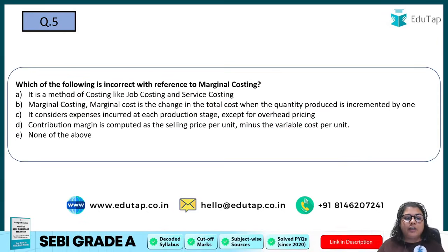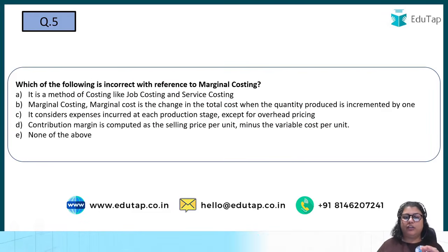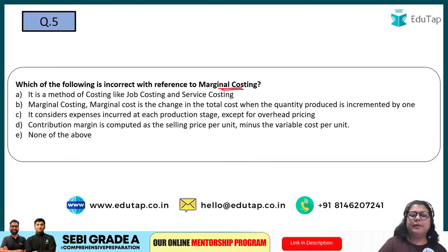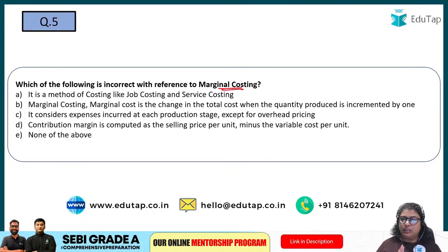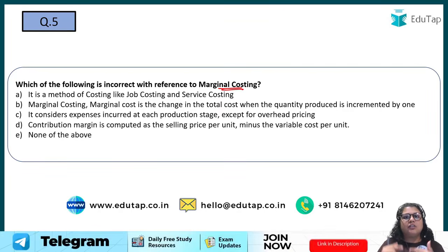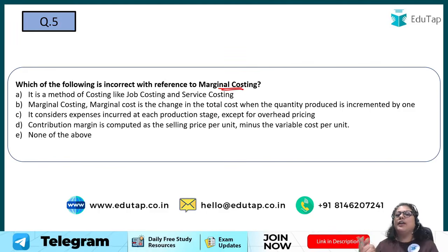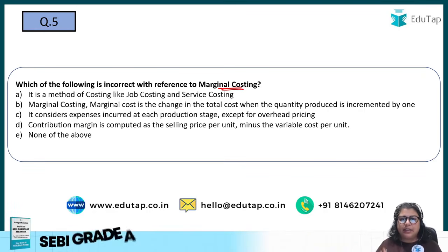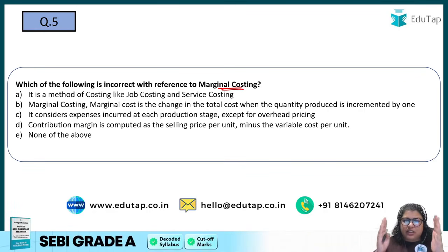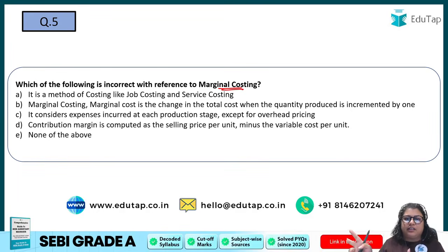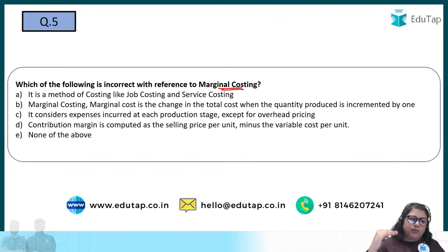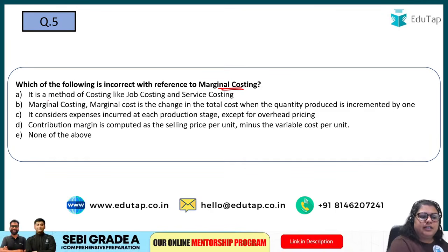Question number 5, which of the following is incorrect with reference to marginal costing? Okay, now I hope you know what is marginal costing. This is basically the additional cost incurred so as to produce one more unit, right? Marginal cost is basically whatever is the change in the total cost when I have to produce one more unit of any product. ठीक है? So I hope it is very much clear, है ना? Marginal cost is based on variable expenses. ये भी clear है? Okay, let us look at the options. So first option is, it is a method of costing like job costing and service costing.